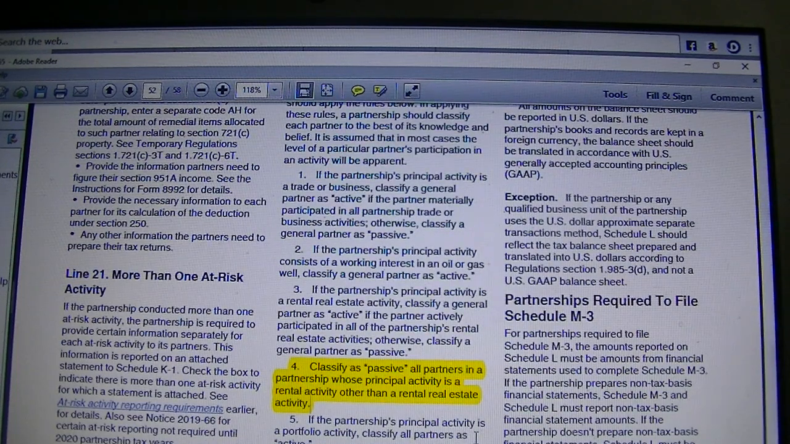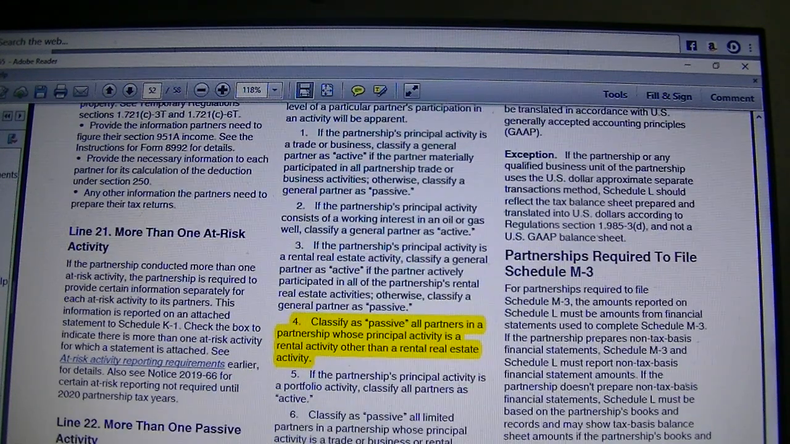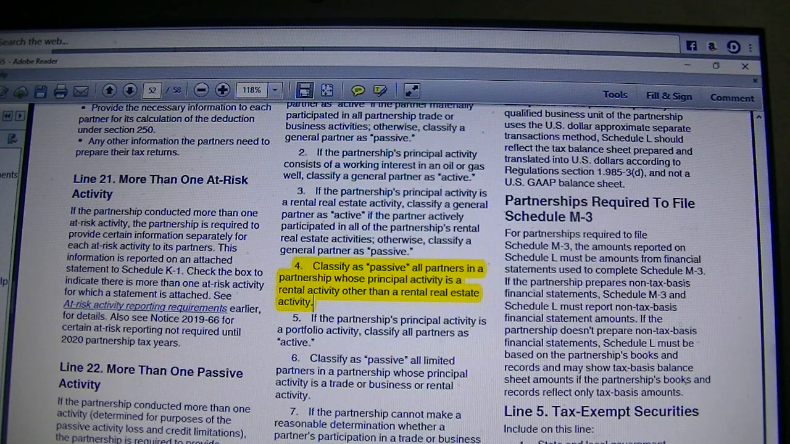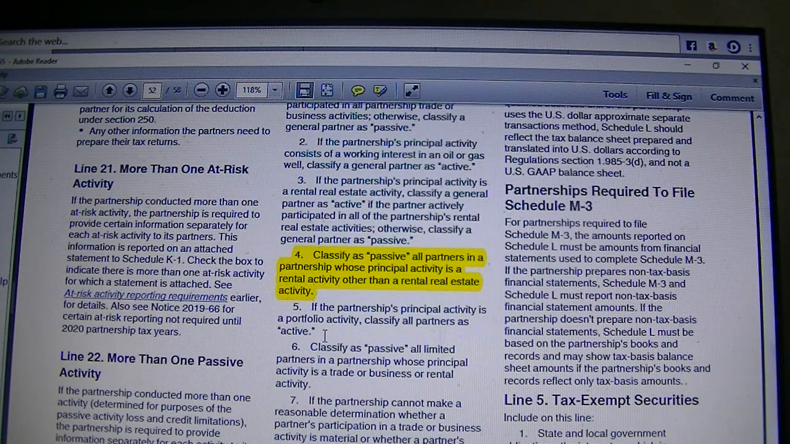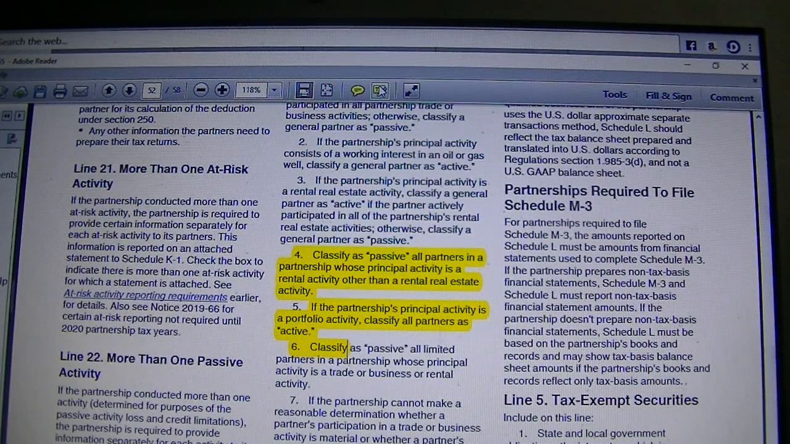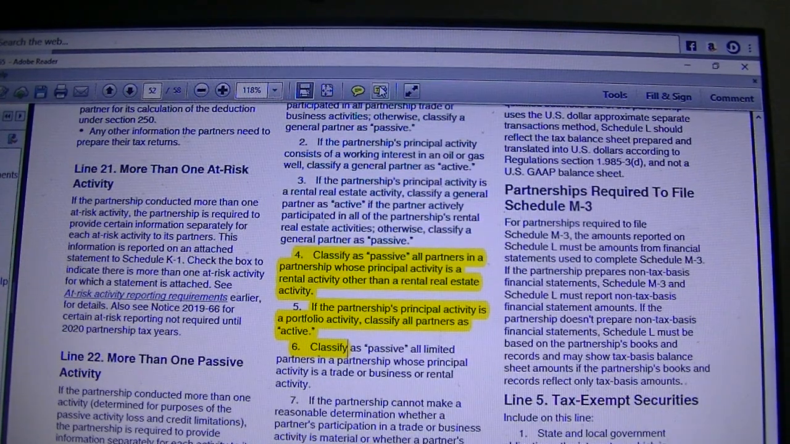If the partnership's principal activity is a portfolio activity, classify all partners as active. And we read before about portfolio activity. Portfolio income is interest, dividends, royalties. So if you have a business that generates those streams of revenue like dividends, interest, or royalties, you classify partners as active.